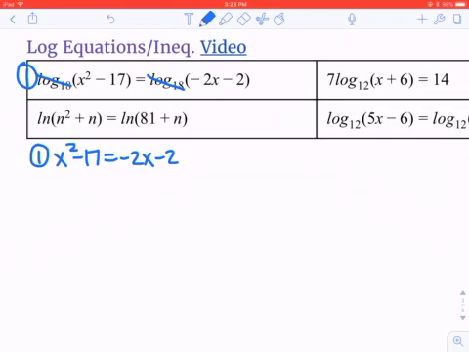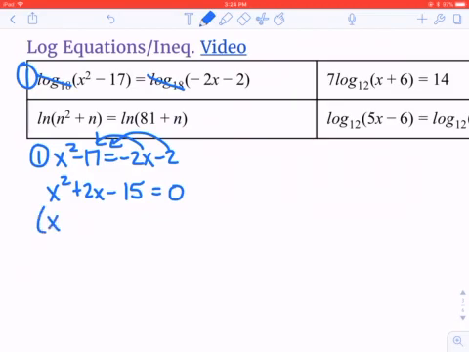And then I can tell that this is a quadratic equation because it has x squared in it. So I need to put everything on one side of the equal sign and keep x squared as a positive. So I'm going to add the 2x to the right side, and I'm going to add the 2 to the negative 17. So that would just give me negative 15. So I get x squared plus 2x minus 15 equals 0.